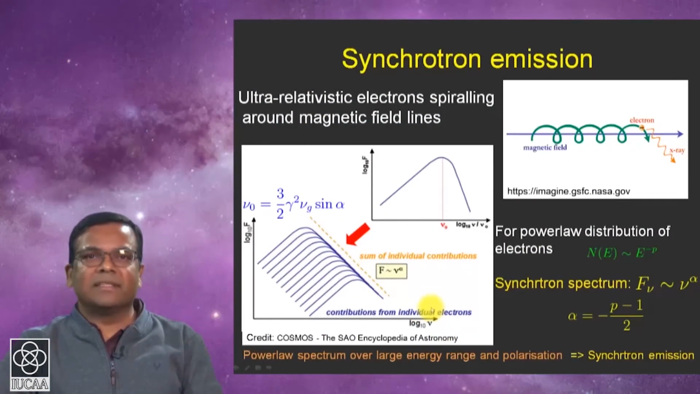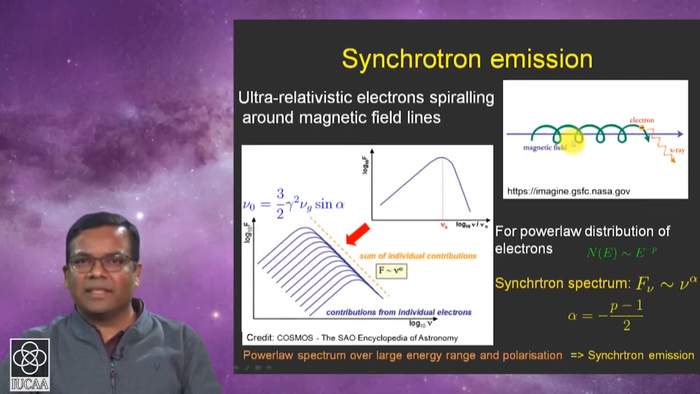The second process is the synchrotron emission. If an ultra relativistic electron passes through a medium containing a magnetic field, then the electron will in general spiral around the magnetic field lines, because the direction of motion of the electron is changing. Therefore, the electron is accelerated, and this acceleration causes radiation.